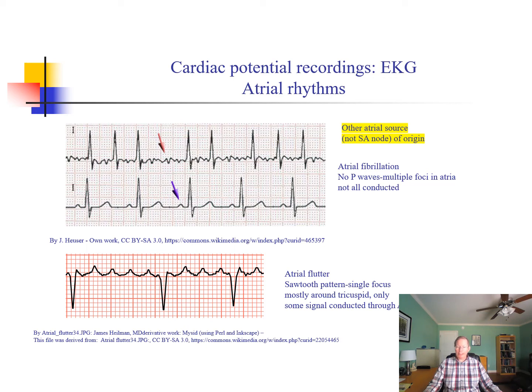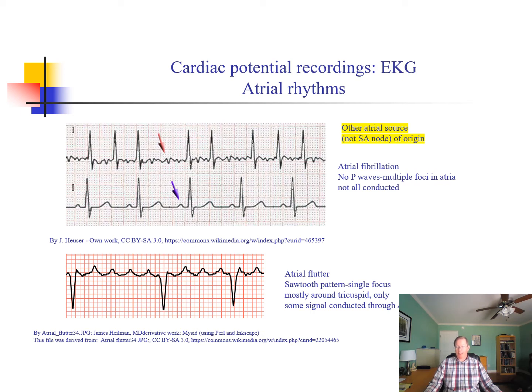There are no clear P waves. There are actually a series of these discharges, depolarizations. And so I'm getting these different foci in the atria that are causing depolarization.